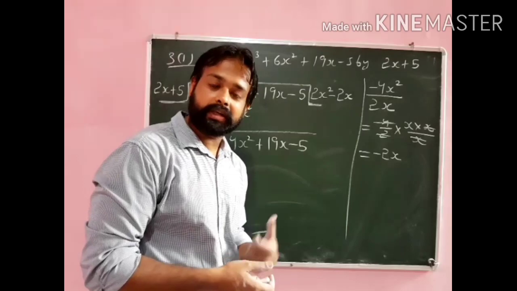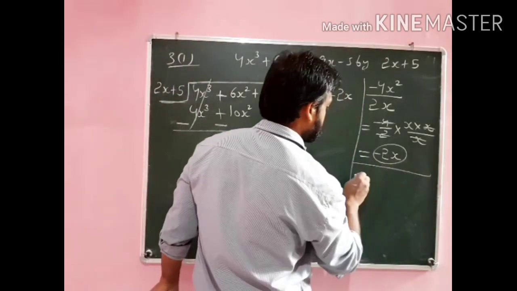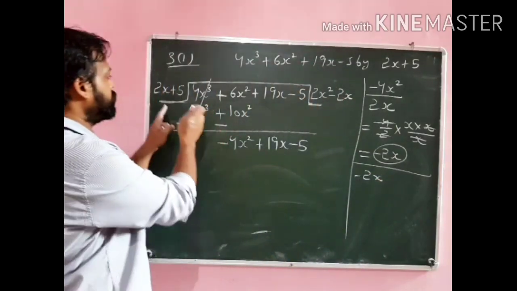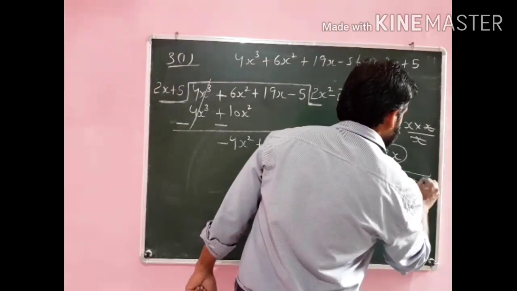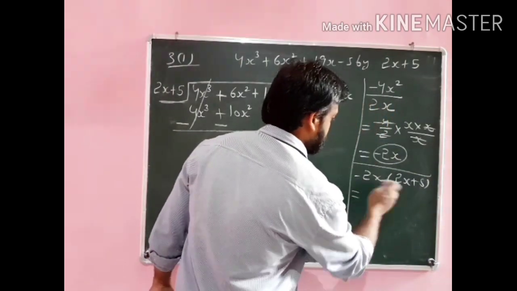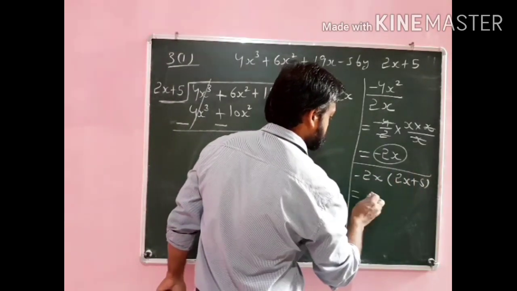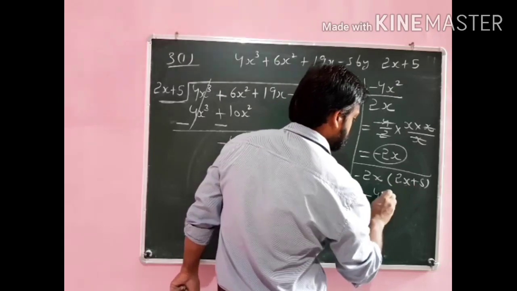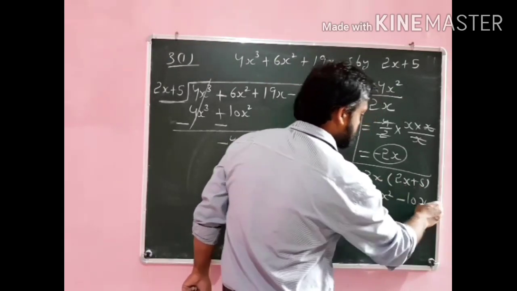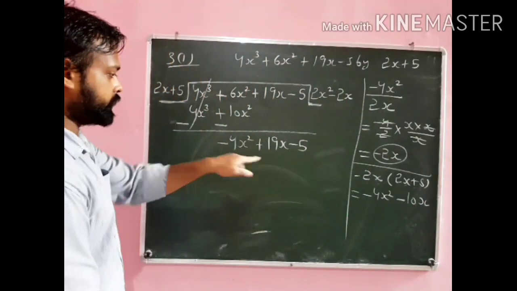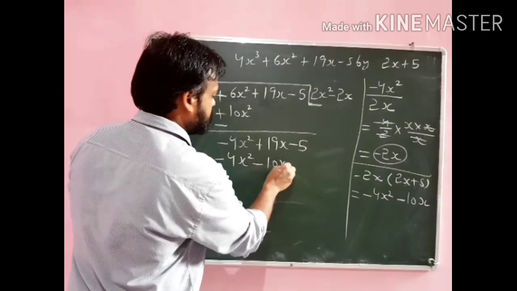Okay, what is the second step? The step is now we have to multiply this value minus 2x with the divisor, that is 2x plus 5. So write down here 2x plus 5 and again multiply this minus 2x with the terms: minus into plus is minus, 2 into 4, x into x is x square, again minus into plus 5 is 10x. So I hope it is clear to you. Now write down here, this will become minus 4x square and then minus 10x.